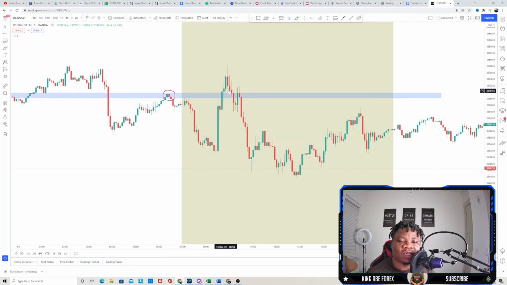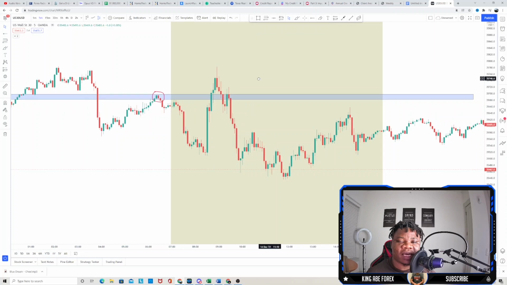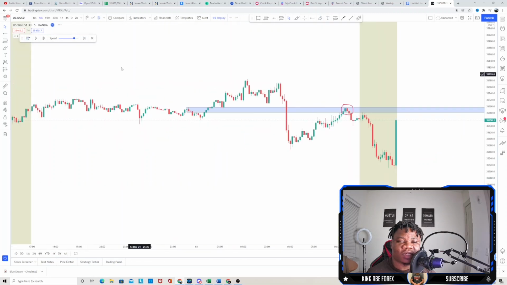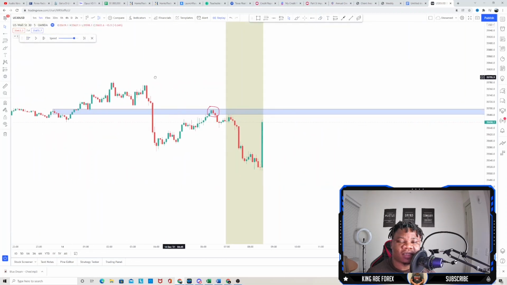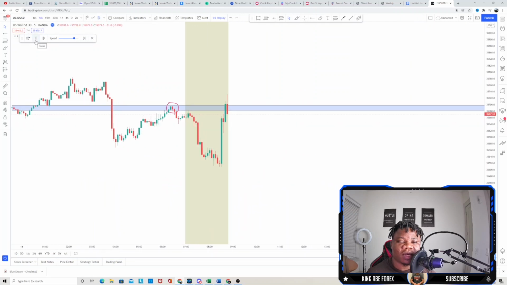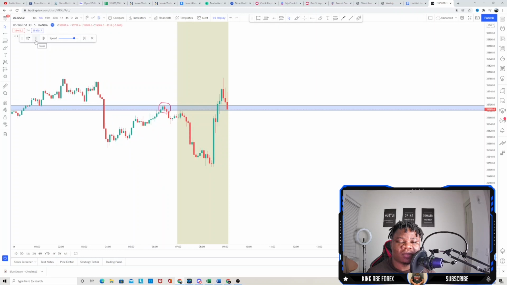Now what we're doing now is New York session open, we're waiting to see our entry because we have a trading plan. So now let's put this in replay mode, and I'm going to show you where your entry is going to be. So let's just start from right over here, and let's take a look and see where our entry is going to be, and we're going to look at the time as well.